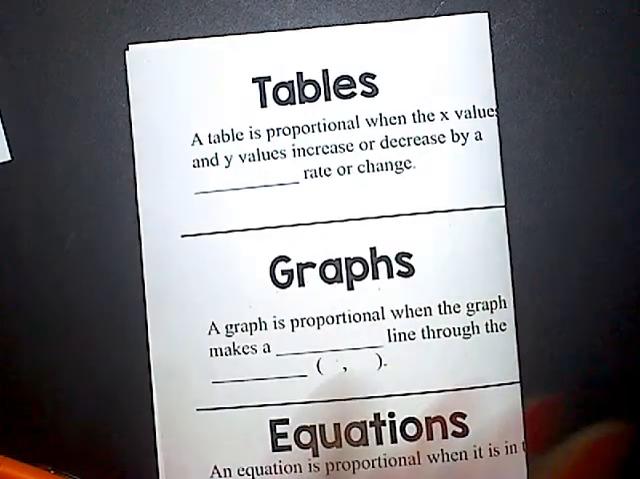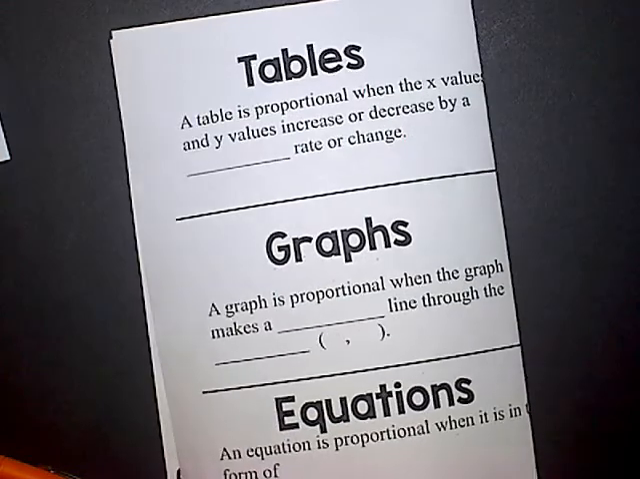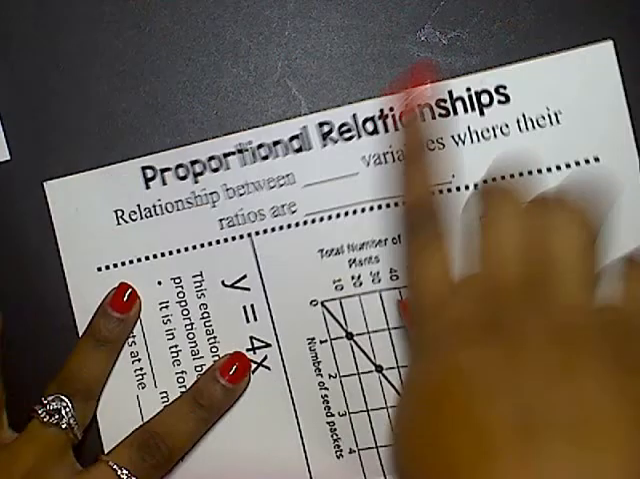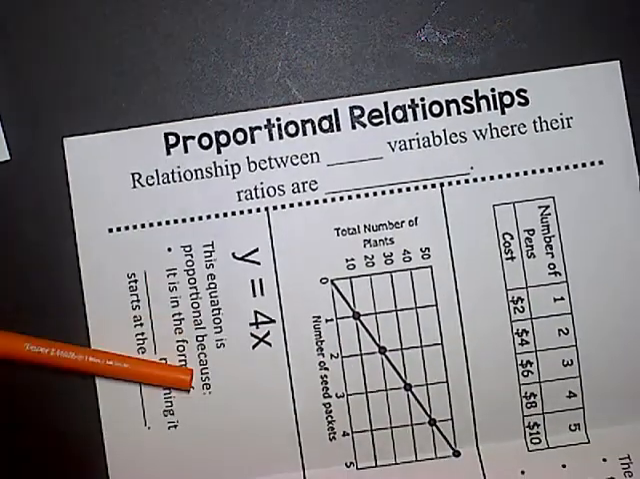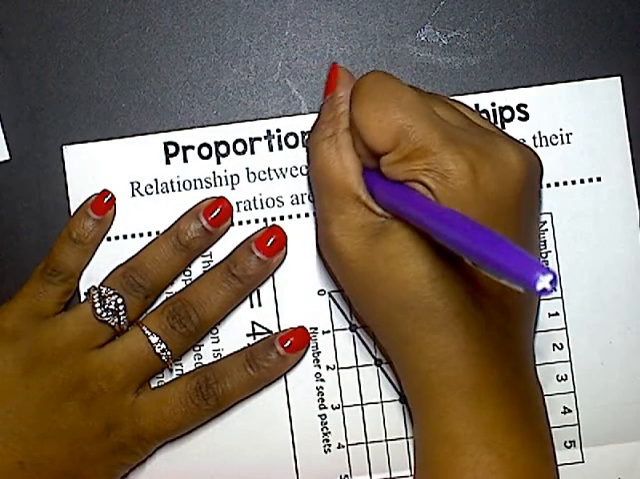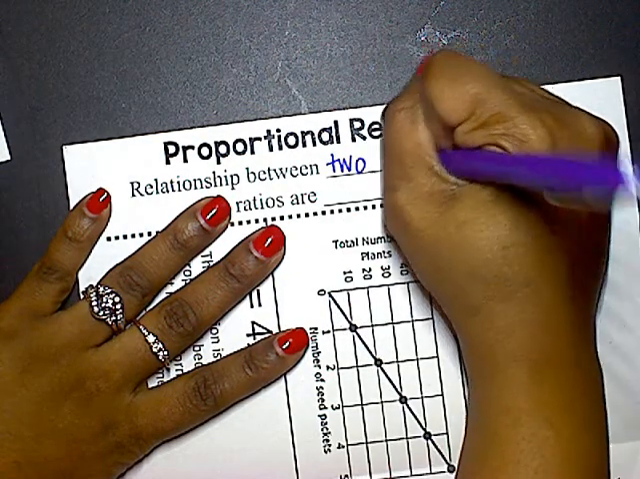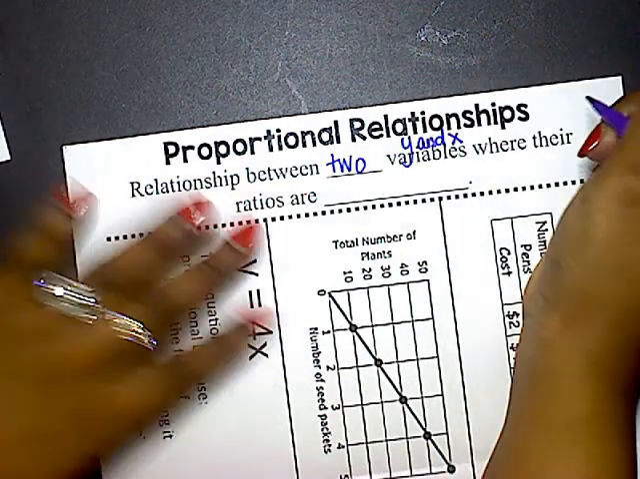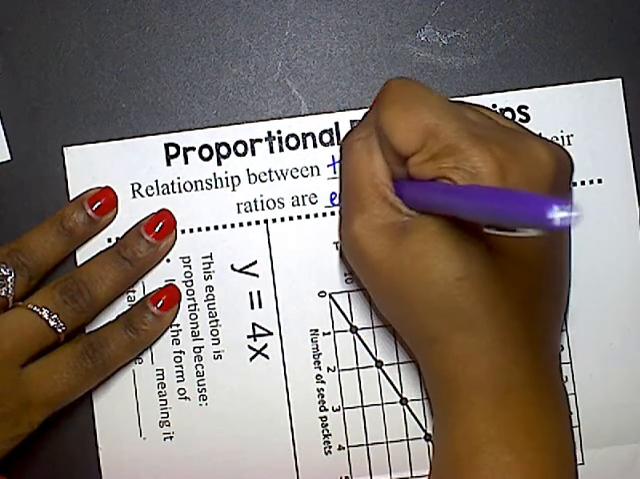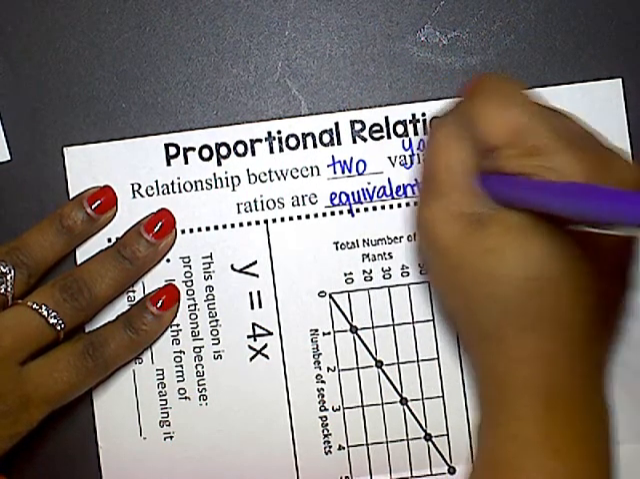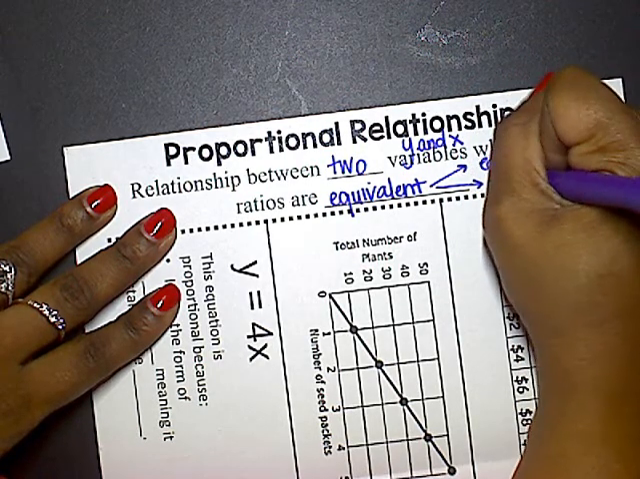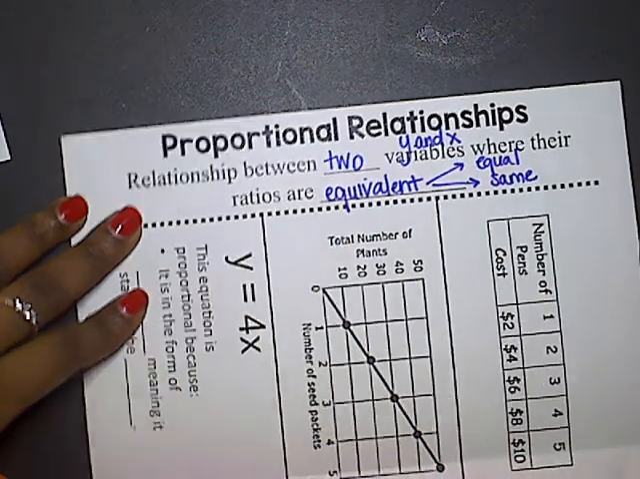So this is our proportional relationship foldable. We're going to fold it all the way across, but we're actually going to start by looking at this definition here. The first thing we need to remember is this relationship between two variables. Those variables are y and x, so you'll see those in tables and graphs, where their ratios are equivalent. And remember, equivalent just means equal or the same. So go ahead and get that down.